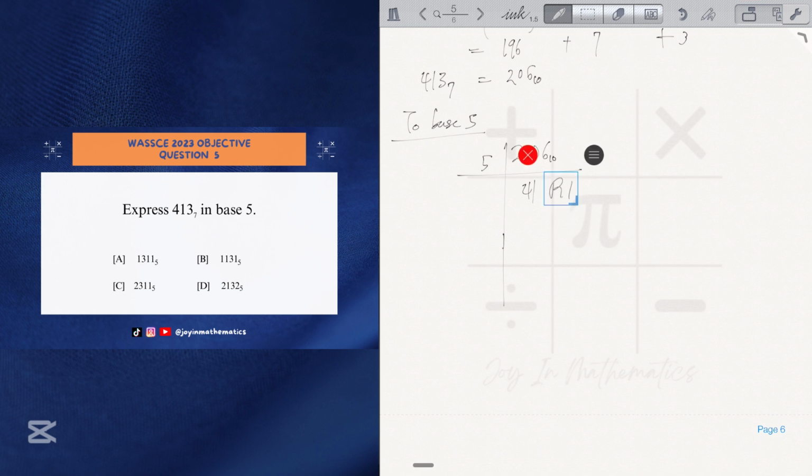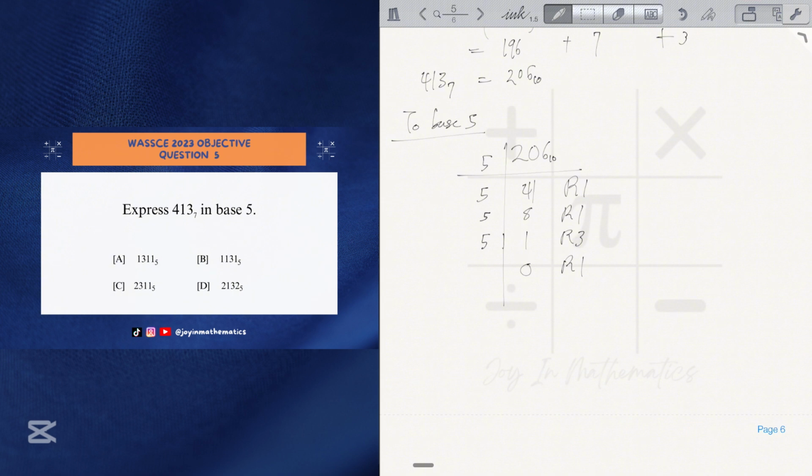Similarly, 41 divided by 5, we will have 8, because 8 multiplied by 5 is 40. Then we'll also have a remainder of 1. Then 8 divided by 5, we will have 1. It's 5 multiplied by 1 is 5. Then we'll have a remainder of 3. And 1 divided by 5, we'll have 0, remainder of 1.